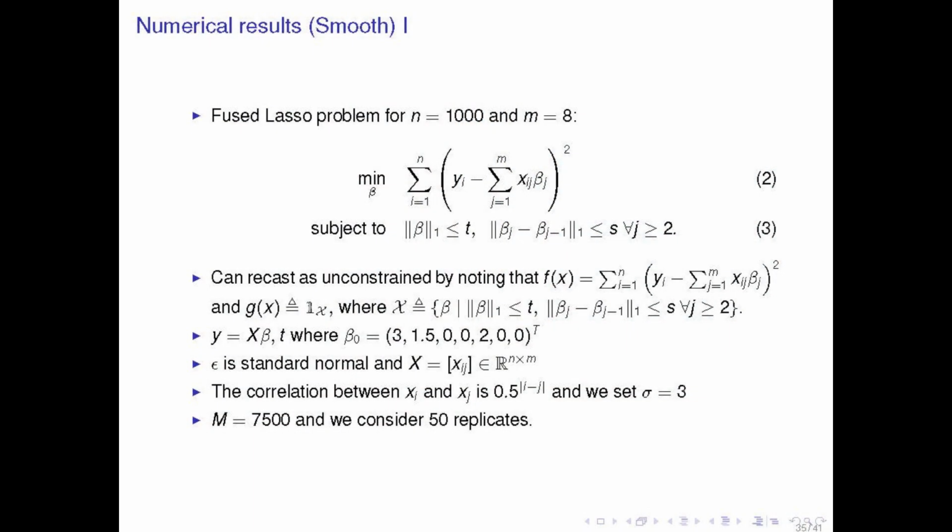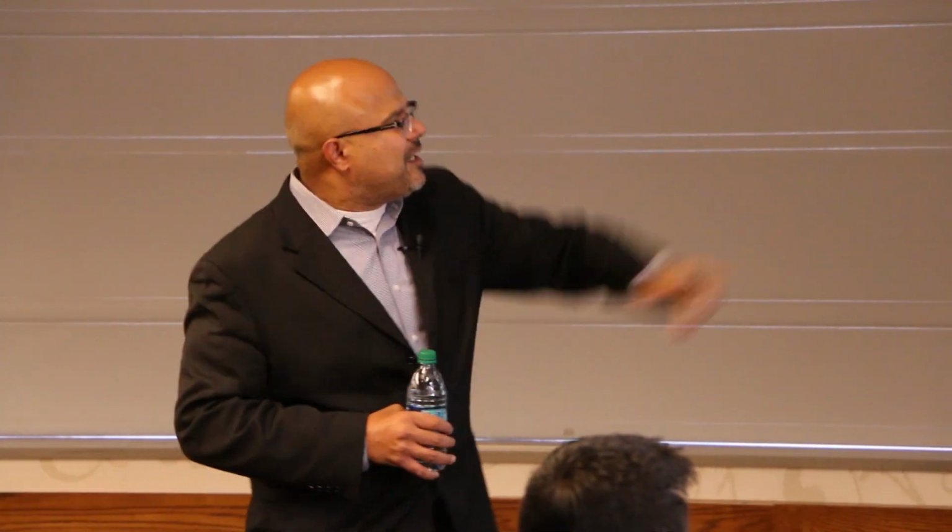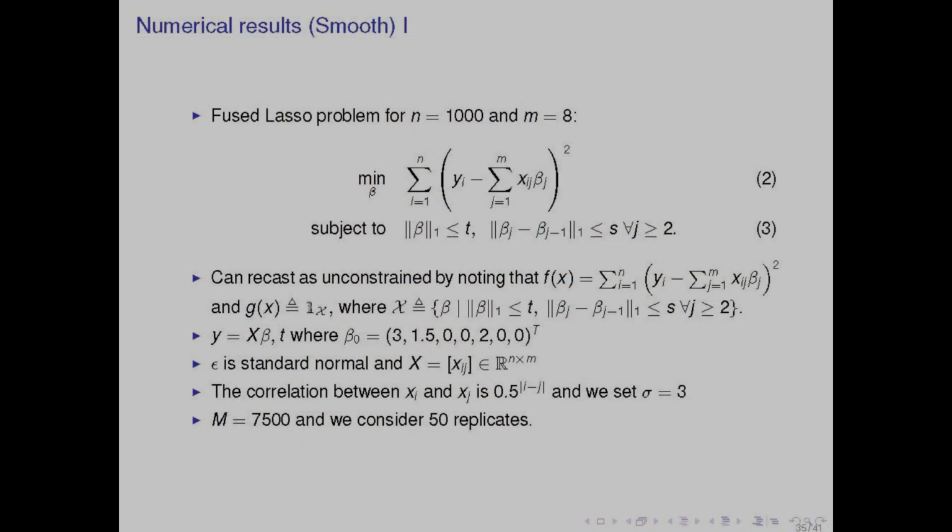So remember, in this particular case, n is 1,000. These are still small problems. And the reason we kept n small is because SVRG needs to compute the full gradient. So we just wanted to check it for SVRG. Because we can actually work with the expected value problem, but SVRG needs n to be finite. So we use m as 7,500. We ran 50 replications. This is some information about how we generated the data.